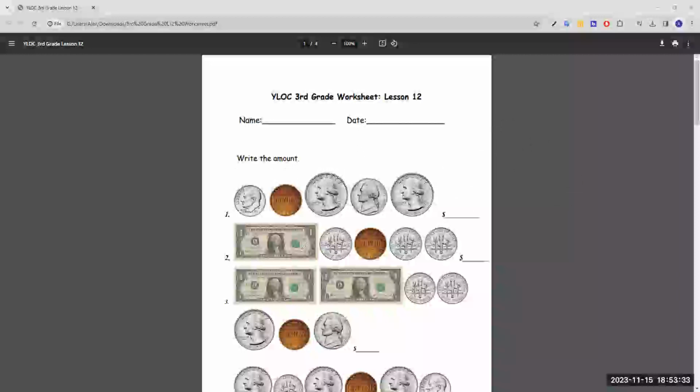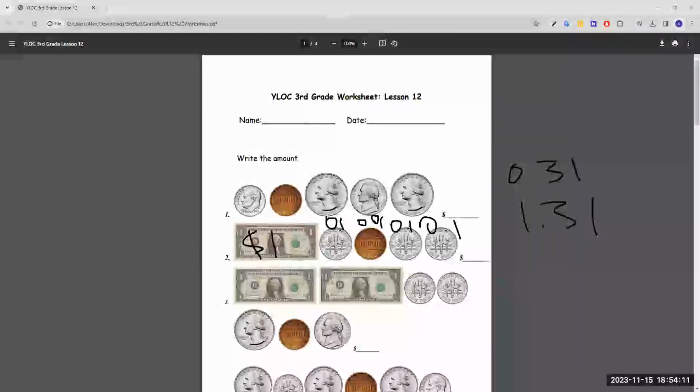Number two, you have a dollar bill, 3 dimes, and a penny. The dollar bill is $1, and the 3 dimes are 0.1 each. And the penny is 0.01. So adding the 3 dimes together, you'd get 30 cents or 0.30. But then you also have a cent. So you would add that 1 cent right there. But then since we have a dollar, we have to change this 0.31 to 1.31. That's the answer for number two.